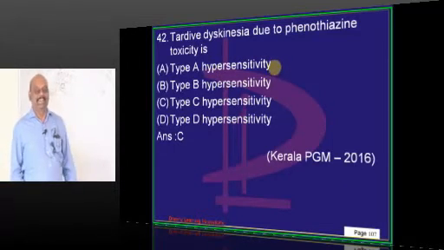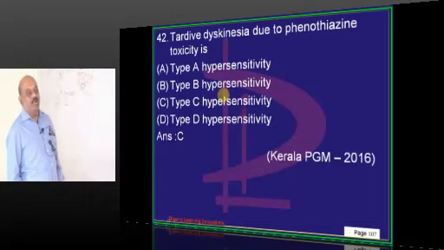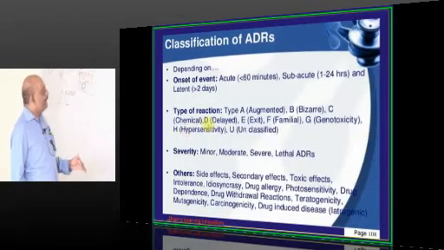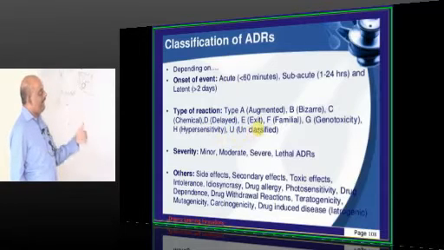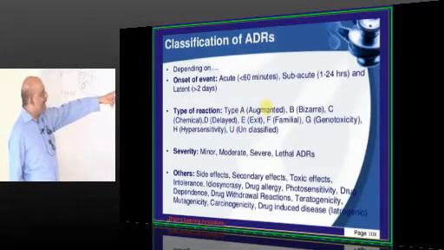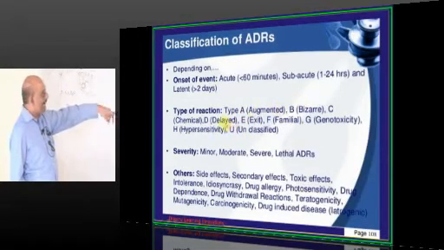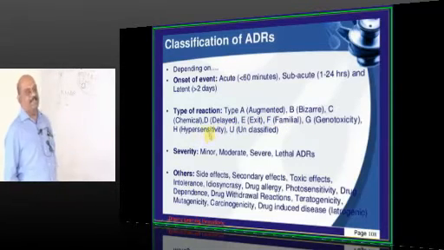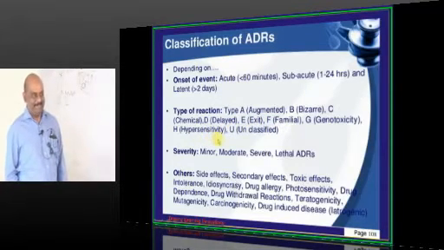There is a different classification. Acute drug reactions, doctor, are divided based on the type of reaction into type A, B, C, D, E, F, G, H, U. Okay. A is augmented, B is bizarre, C is chemical, D is delayed, E is exit, F is familial, G is genotoxic, H is hypersensitivity and U is unclassified.